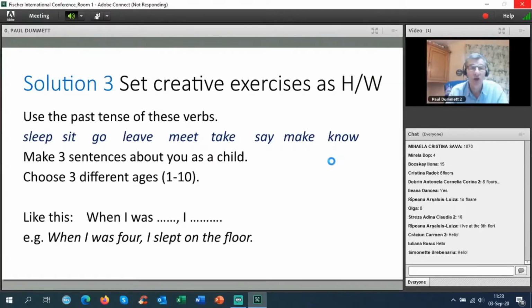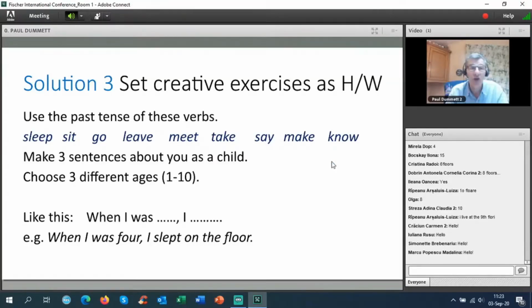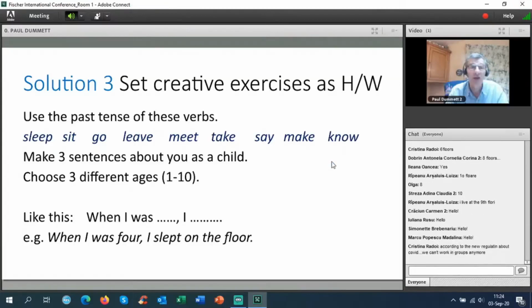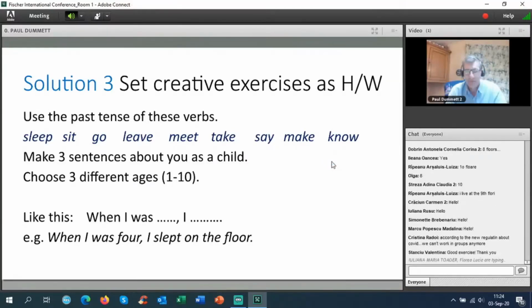When I was X, I Y-ed. So for example, when I was 4, I slept on the floor. Something like that. Okay, and they make sentences like that. So just have creative exercises for them. Think of little creative things they can do that helps them memorize language. Good.